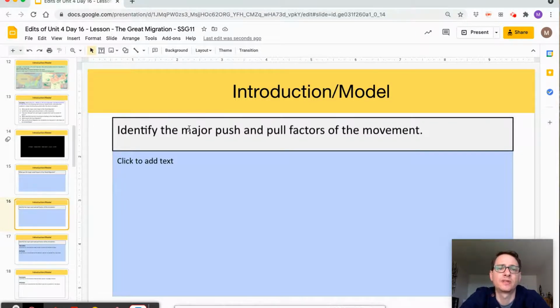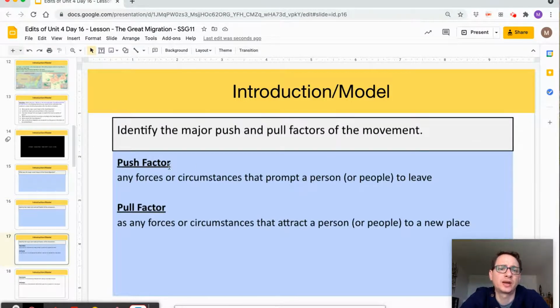Alright, so now that you've seen his mini lecture, I want to focus on the second prompt that appears after it, which is to identify the major push and pull factors of the movement. For the purpose of this activity, let's define push factors as any forces or circumstances that prompt a person or people to leave. And let's define pull factors as any forces or circumstances that attract a person or people to a new place. Just so you know, these aren't limited to studying American history. In fact, you may recognize these terms from your study of global history or even another class.